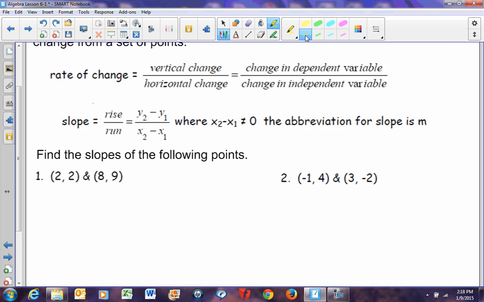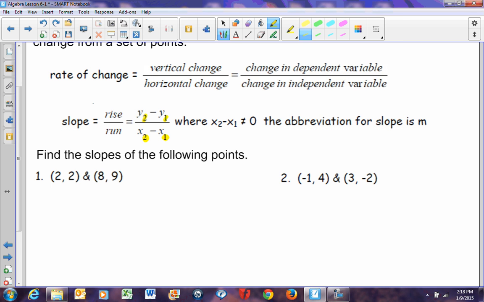These little subscripts right here, all they mean is y sub 2 means the y value of the second coordinate. Y sub 1 means the y value of the first coordinate. X sub 2 means the x value of the second coordinate, and x sub 1 means the x value of the first coordinate. So don't let the little subscripts fool you.